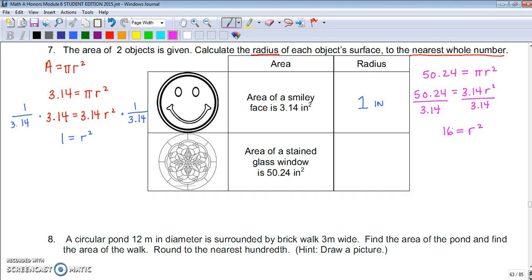And so we're looking for a number that when times by itself equals 16. And that is 4. 4 times 4 is 16. So we've got an answer of about 4 inches.